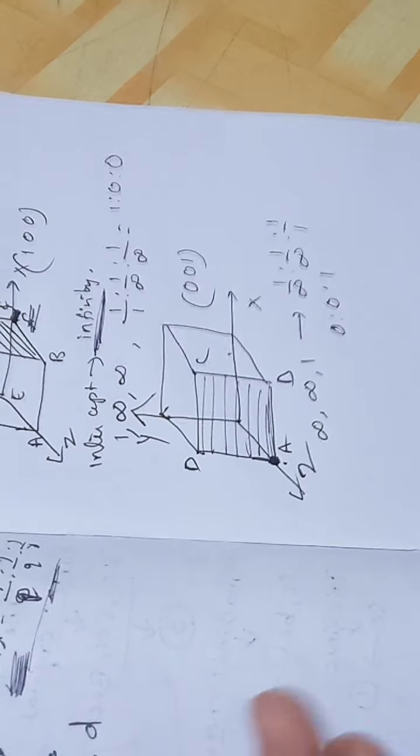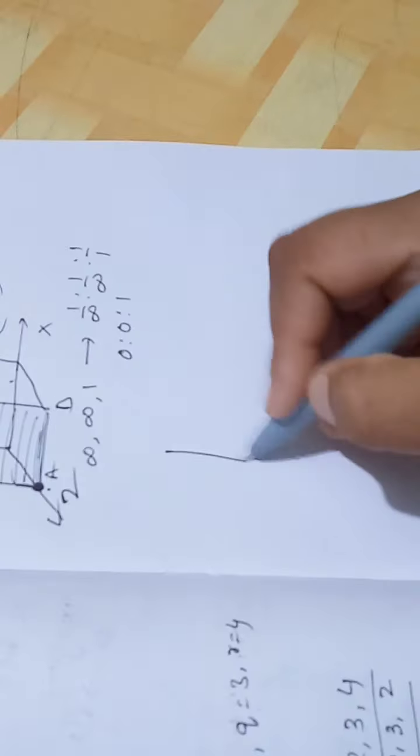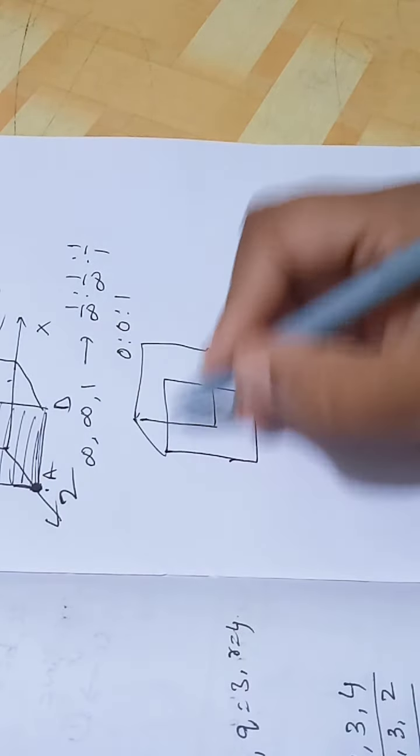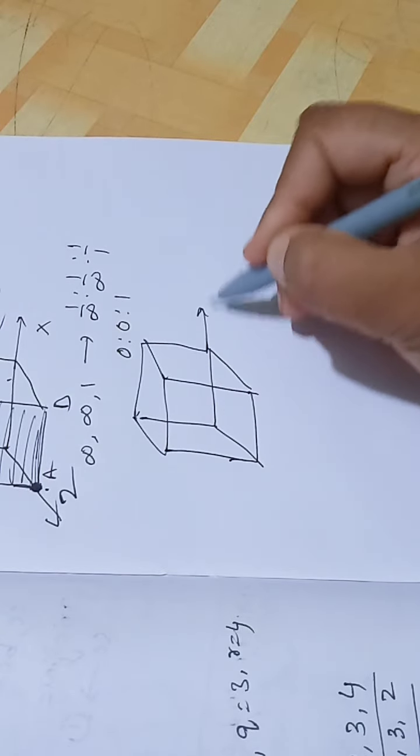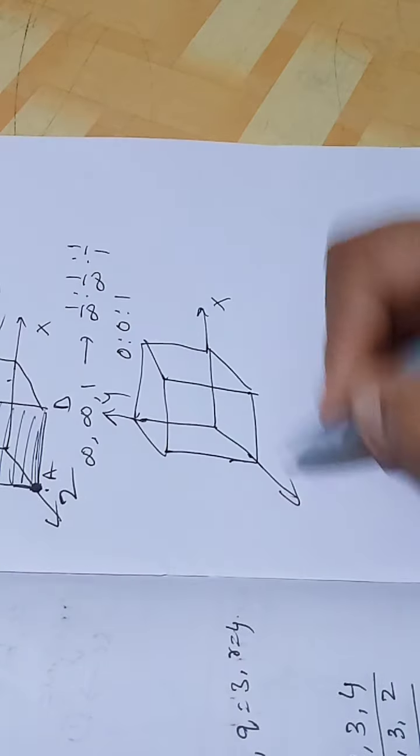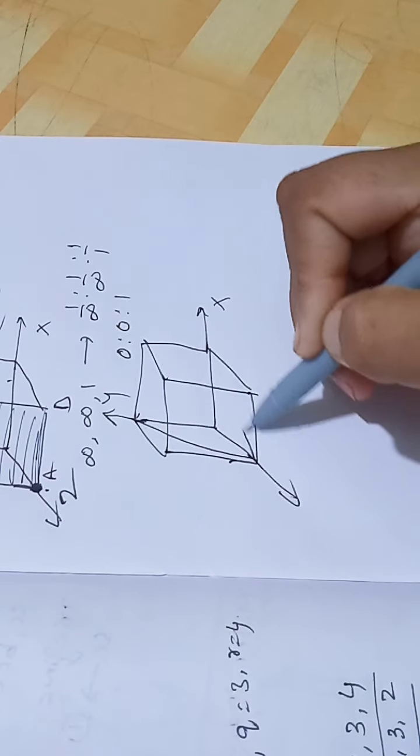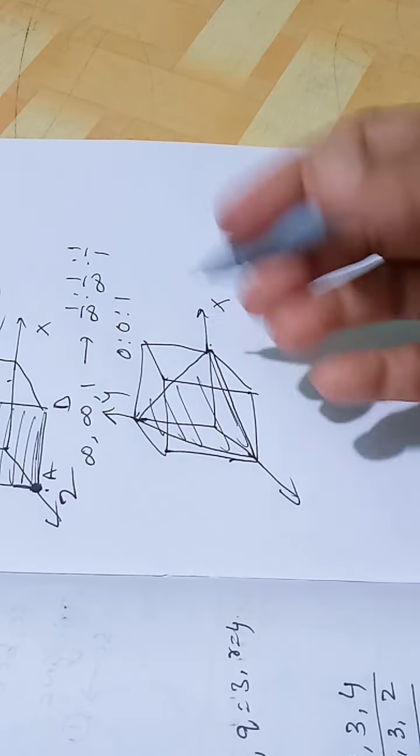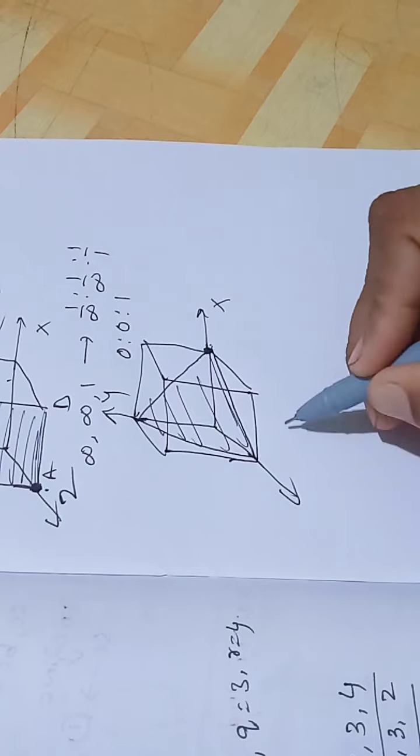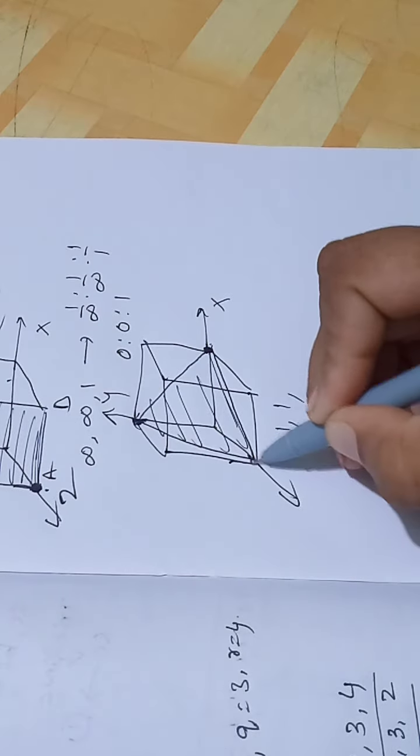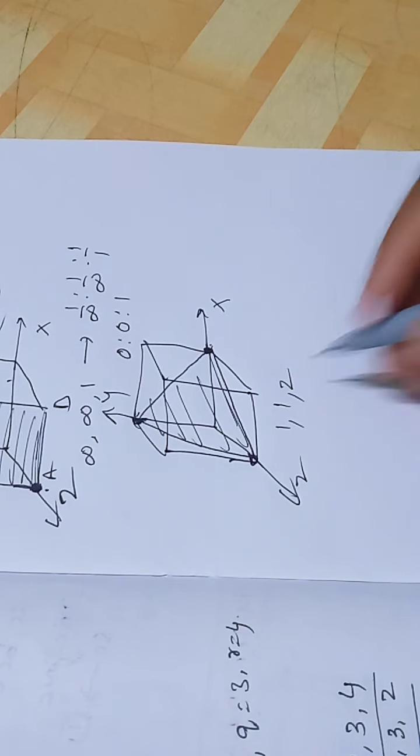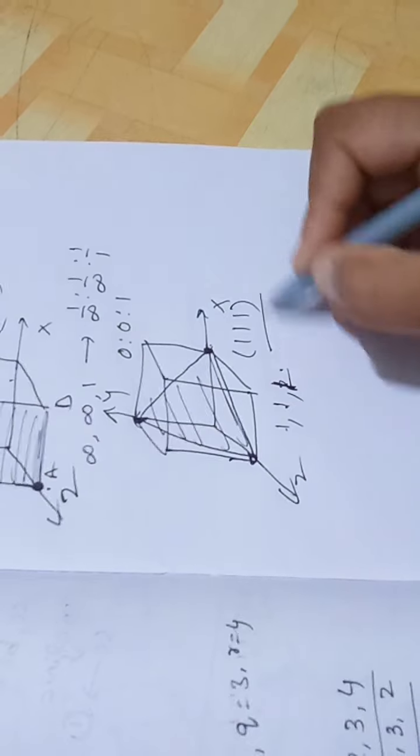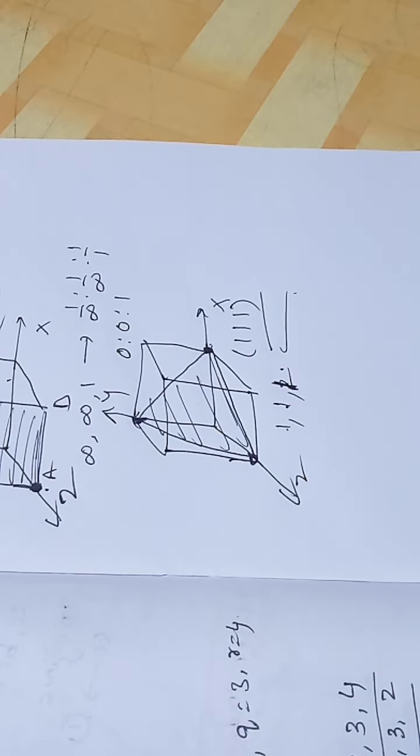Now lastly let us take another example. We are taking a plane in such a way. X, Y, Z. The shaded part is cutting X, Y, Z. So the intercepts are 1, 1, 1. By this procedure the Miller indices are 1, 1, 1.